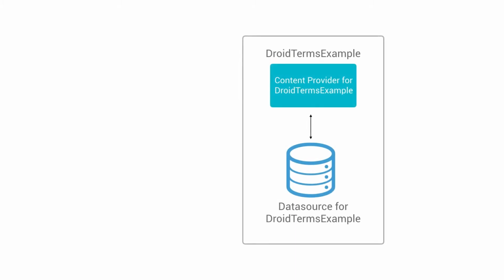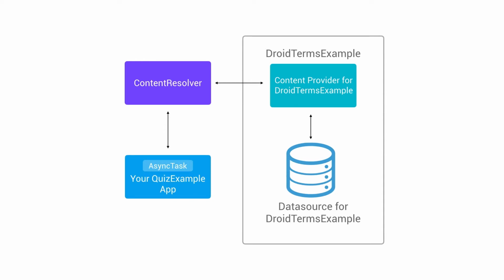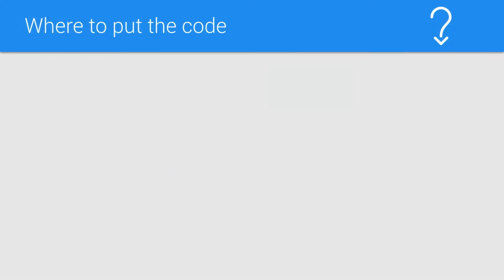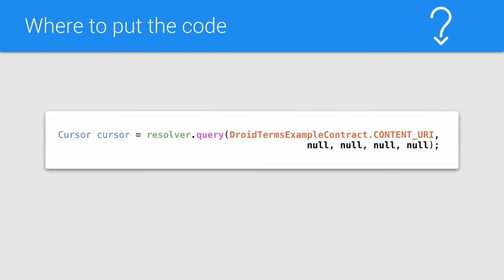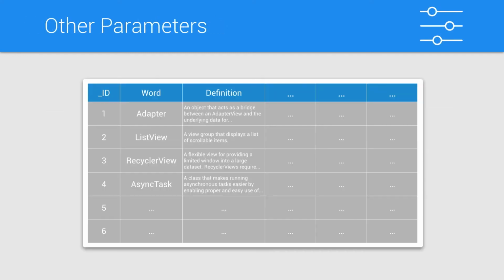The query method returns a cursor, which is exactly the same object returned by Android's SQLite database class. So, in the onPostExecute method, you now have access to a cursor object. Cursors are iterators that provide read-write access to the data of a content provider. The data is in a tabular format, as shown here. If you haven't worked with cursors before, you can head over to the SQL Databases lesson, which is linked below.